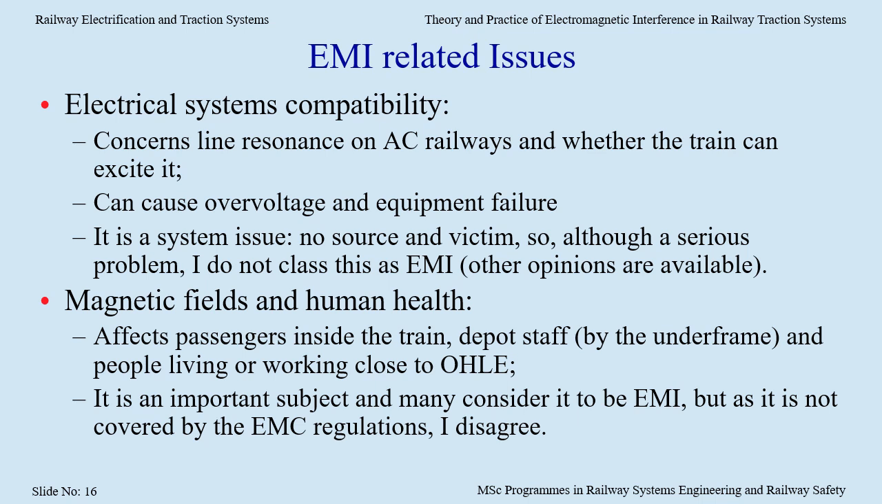This slide looks at other electromagnetic issues which are often classed as EMC. Electrical systems compatibility, ESC, concerns line resonance on AC railways. It is an electromagnetic compatibility issue only in the sense that all electrical phenomena are electromagnetic. It's a system compatibility problem, but you cannot identify a source and a victim, so I don't regard it as electromagnetic interference. However, others may disagree with me.